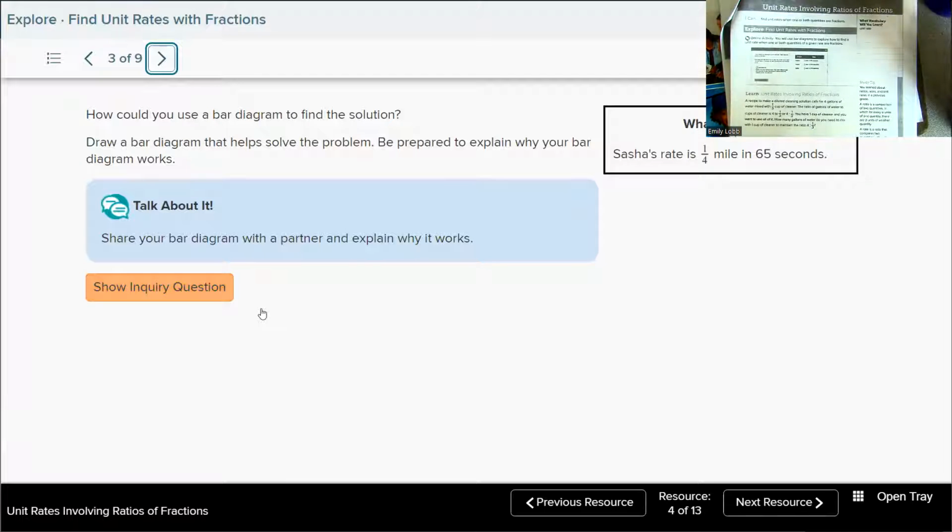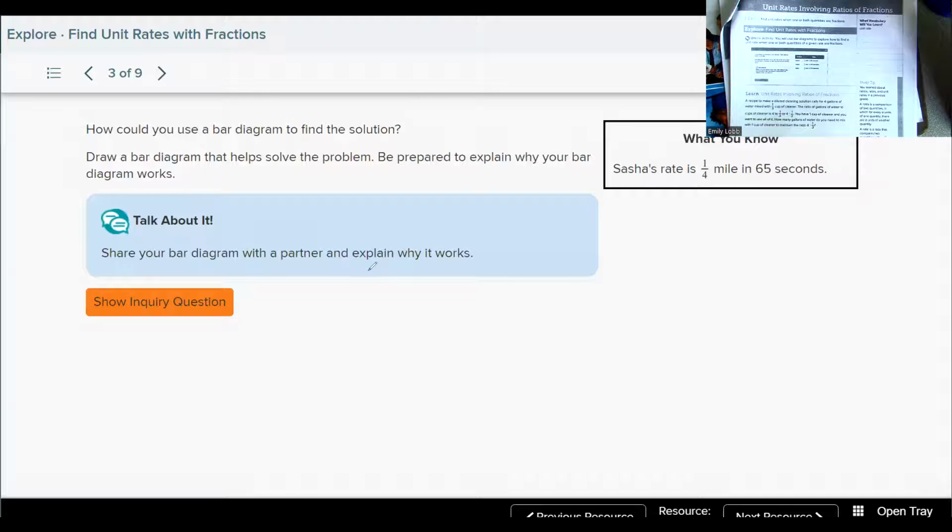So how could you use a bar diagram to find the solution? Try to draw a bar diagram that helps solve the problem and be prepared to explain why your bar diagram works. So let's see if I can annotate here. Remember, a bar diagram, we want to know what you know. We know Sasha's rate is 1/4 mile in 65 seconds.